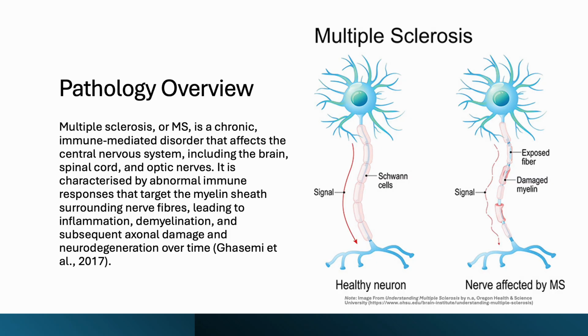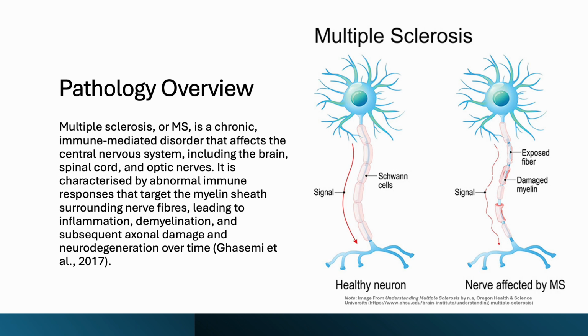MS is a chronic immune-mediated disorder that affects the central nervous system. It is marked by demyelination, axonal damage, and neurodegeneration. On the left side of this image, you can see a healthy neuron with its myelin sheath intact. This sheath enables fast, efficient signal transmission along the nerve.